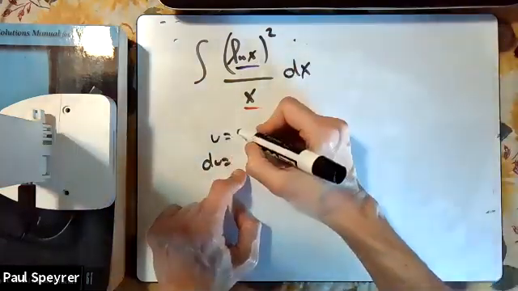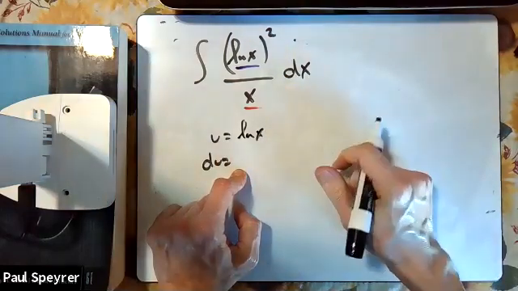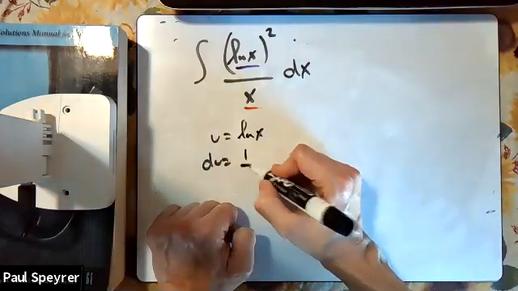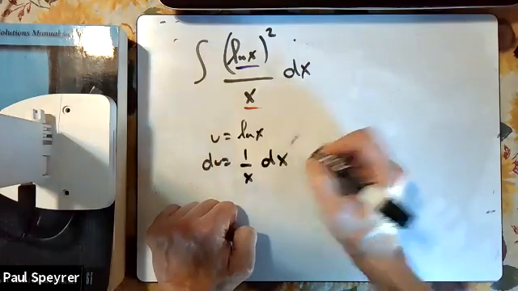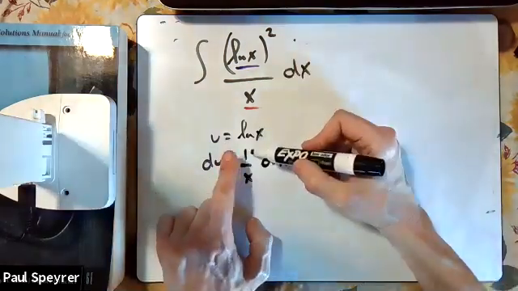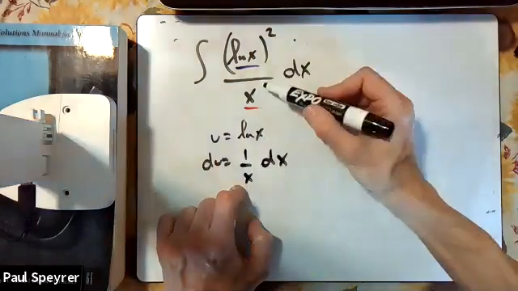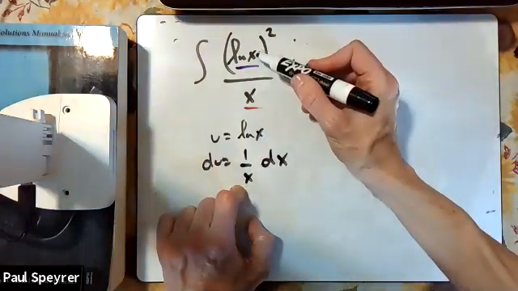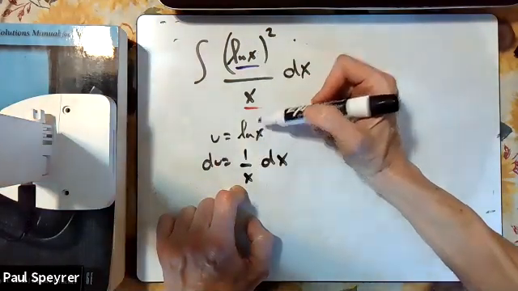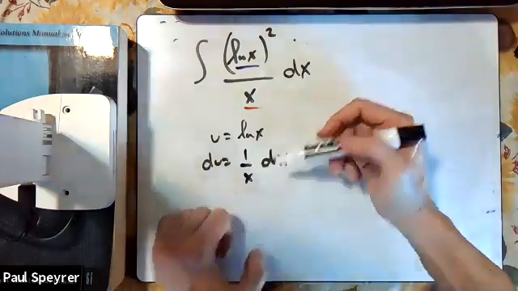What if we let u equal ln of x? What's du going to be? That's 1 over x dx. Well, that's great because look at this 1 over x. Where is that happening? Right here. This is ln of x squared over x. So this is perfect. This is a perfect fit.